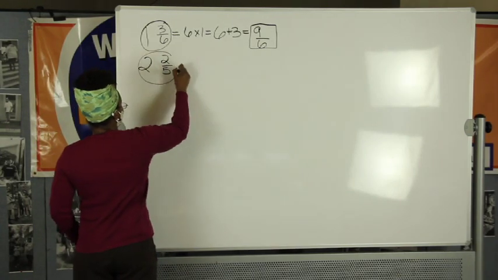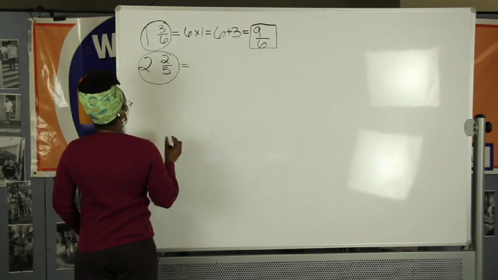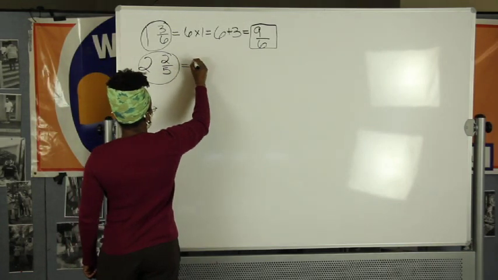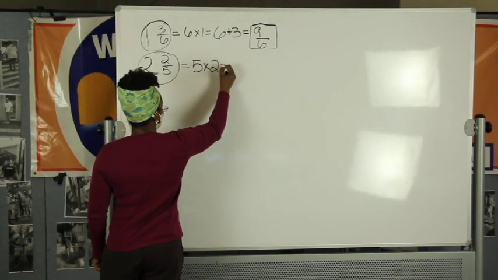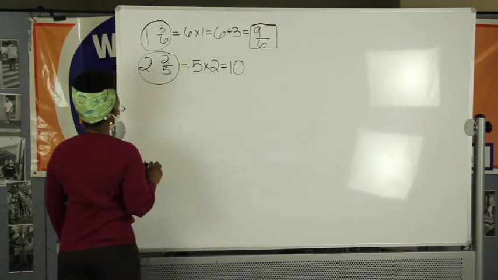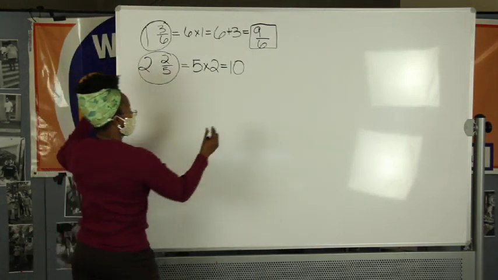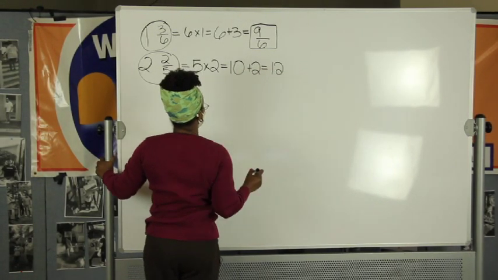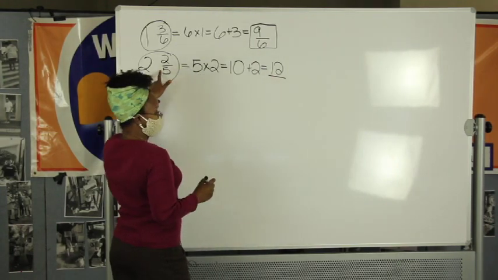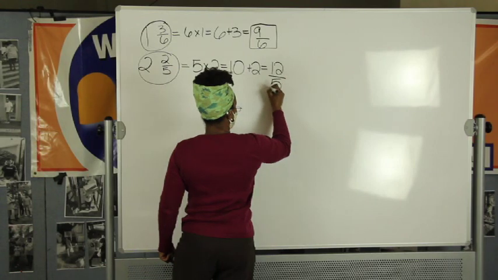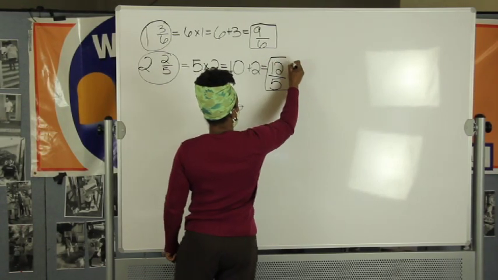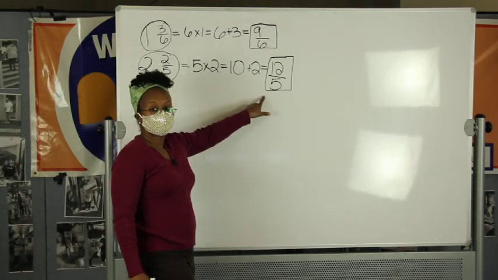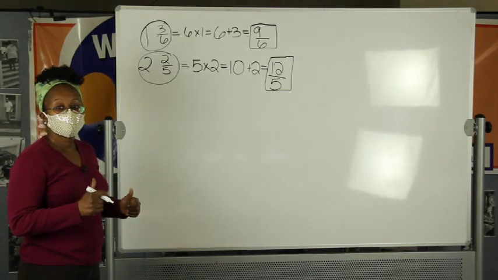So I'm just going to go ahead and circle the number. We're taking the denominator, 5 times the whole number. 5 times 2 equals 10. And now we're going to add the numerator to it. That equals 12. And we'll keep the same denominator, which is 5. And there you have it. Mixed number to improper fraction. Have fun practicing those.